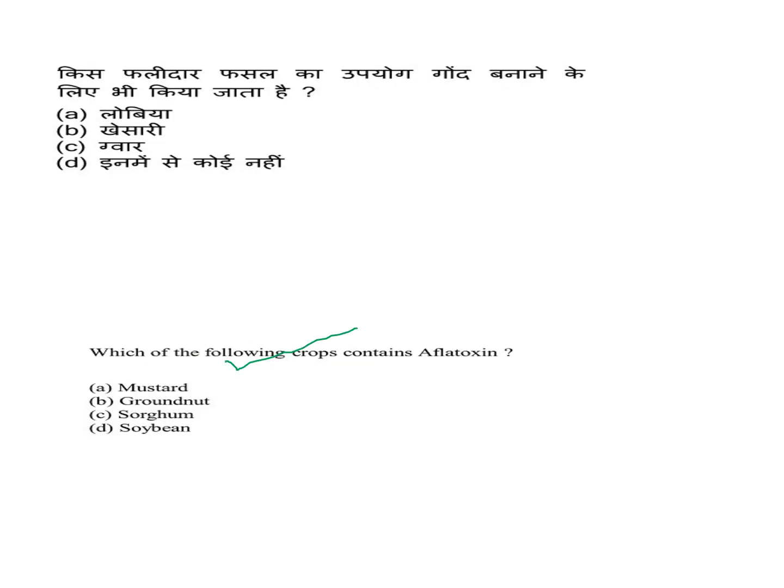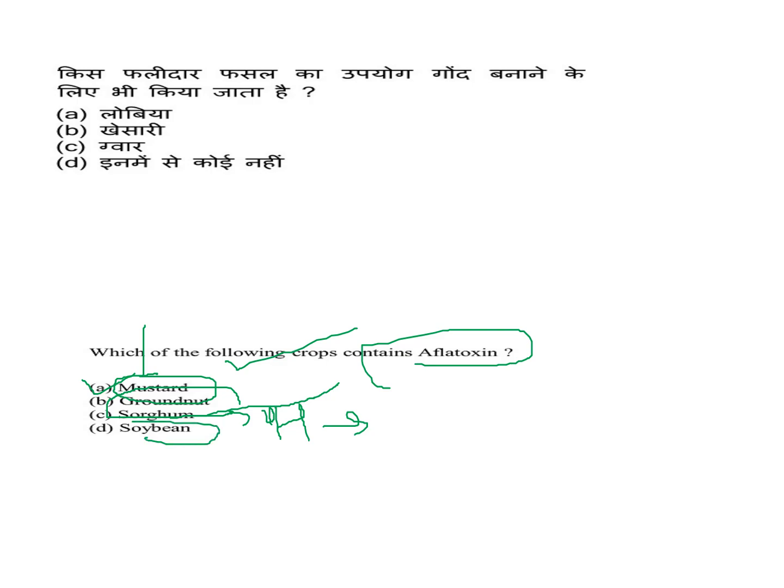Which of the following crops contain aflatoxin? The answer is groundnut. Groundnut contains aflatoxins, whereas mustard contains glucosinolates and erucic acid, which are harmful. Sorghum contains the compound dhurrin. So sorghum before 45 days is not recommendable for animal feed because of this compound. Soybean contains trypsin inhibitors. So the aflatoxins are majorly present in groundnut crop.